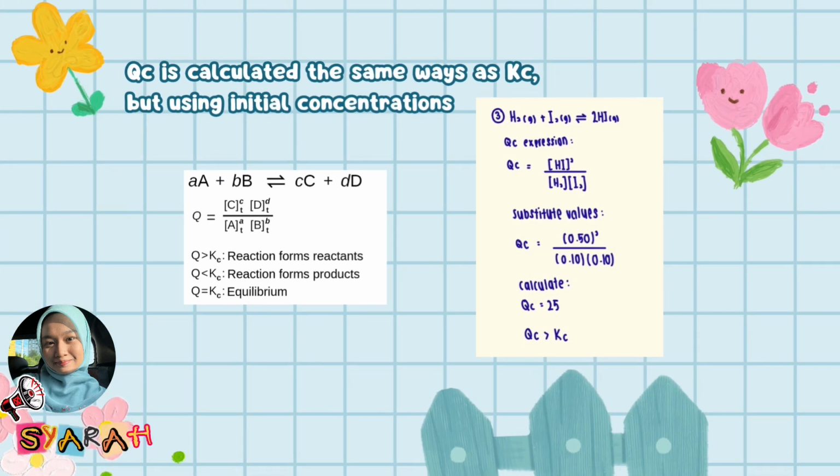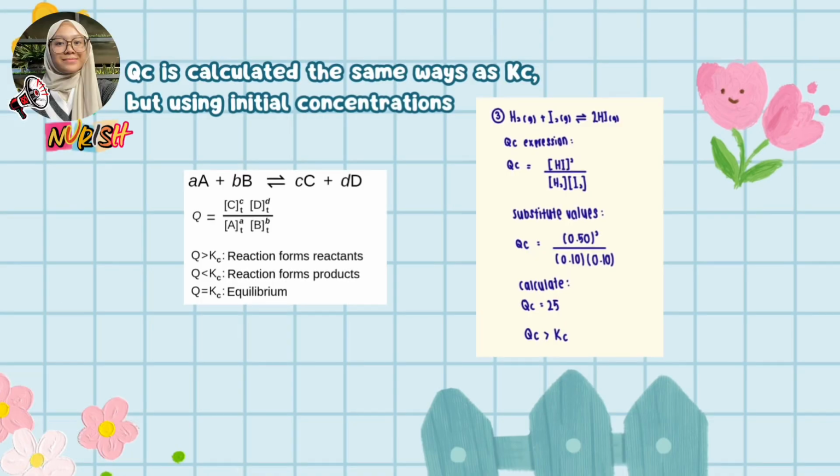Qc is calculated the same way as Kc, but it is using the initial concentration. For the steps, first, we need to write the Qc expression. Second, we can substitute the initial concentration, and we can calculate the value of Qc. Finally, we can compare the Qc with Kc to determine the direction of the reaction. So, the reaction shifts to the left.